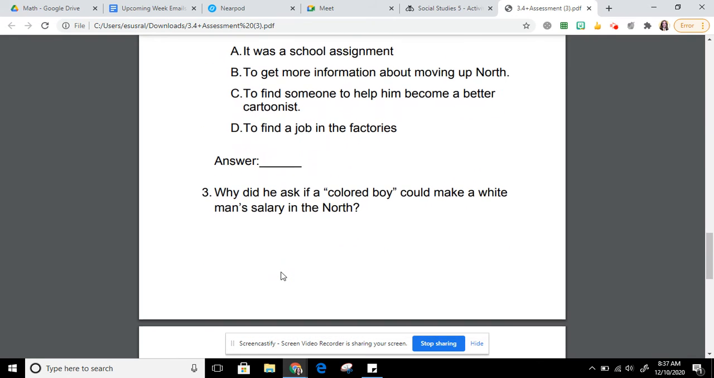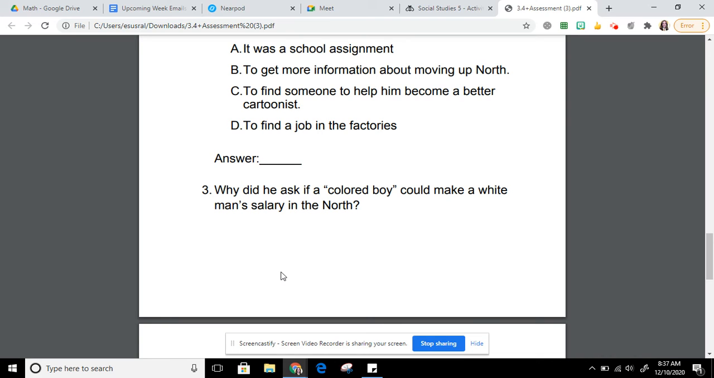Number 3, why did he ask if a colored boy could make a white man's salary in the North? So my question here is, why did he ask that? And a salary is how much you make when you work. So why did he ask if a colored boy could make a white man's salary, how much a white man would make working in the North? And again, you're answering, why did he ask that?